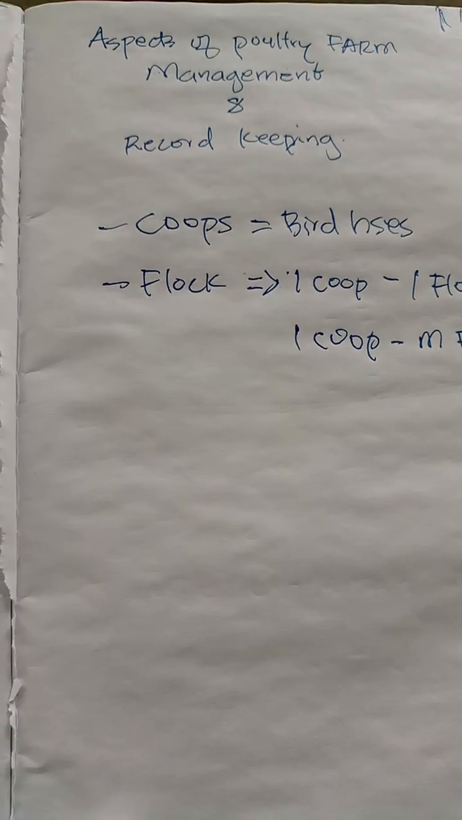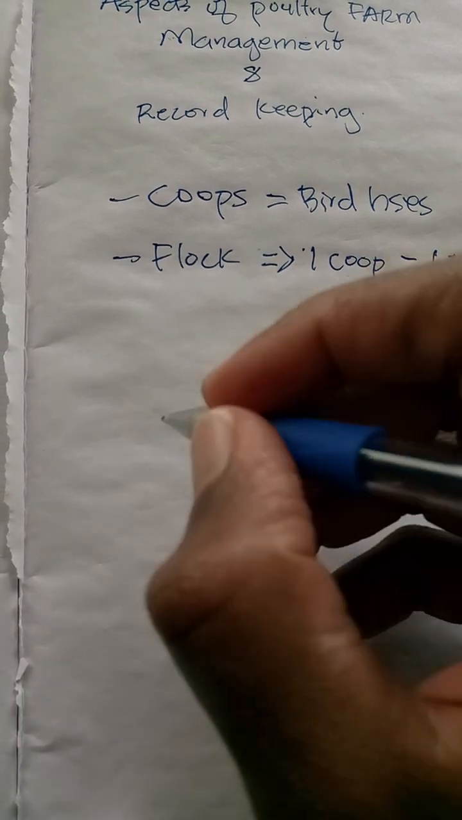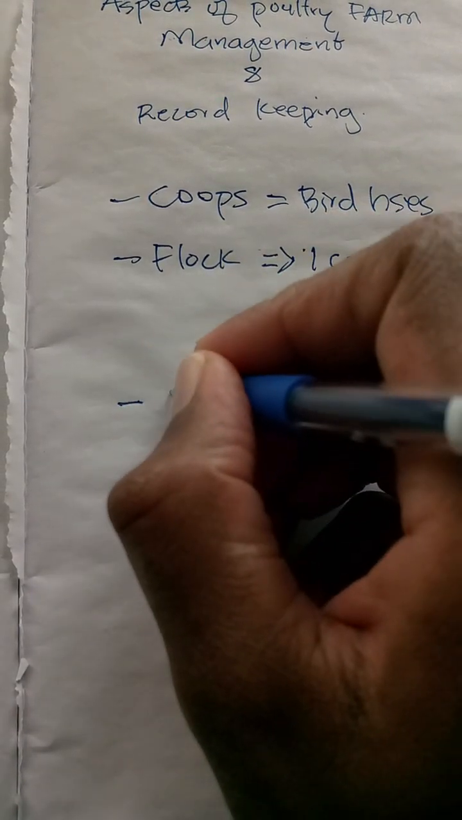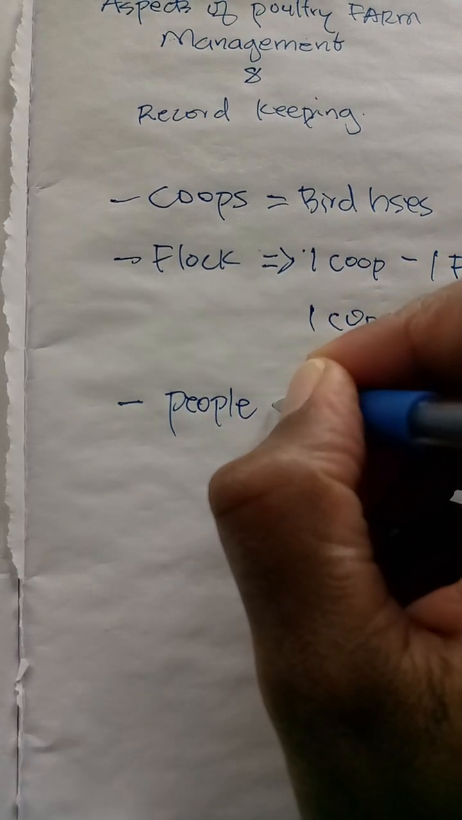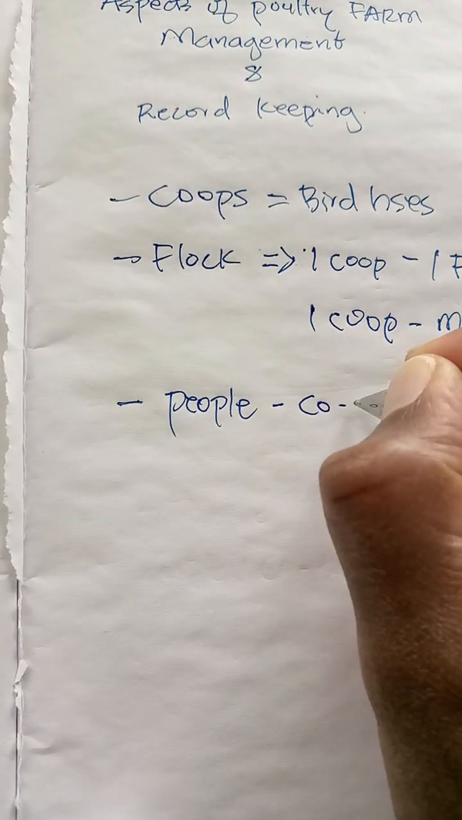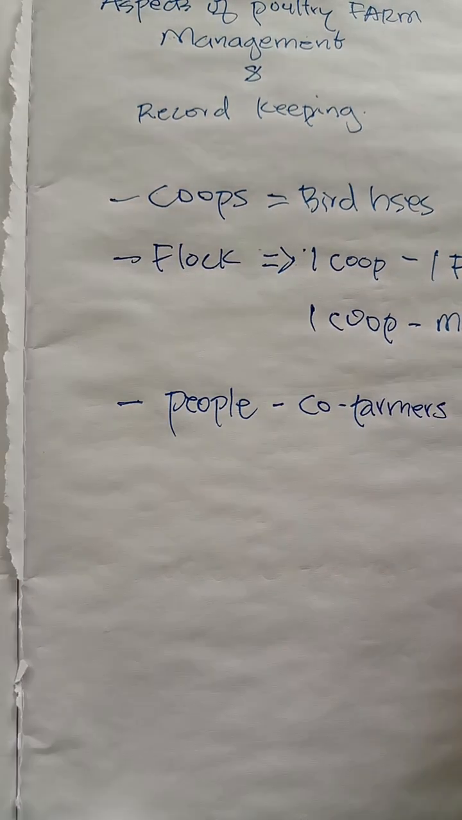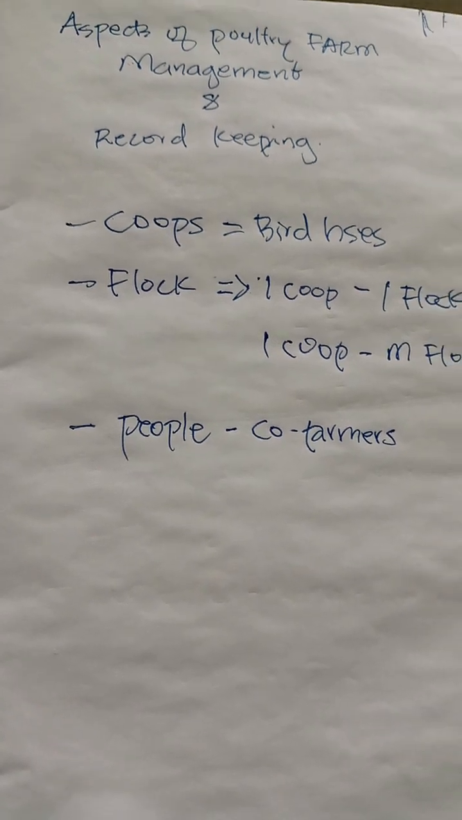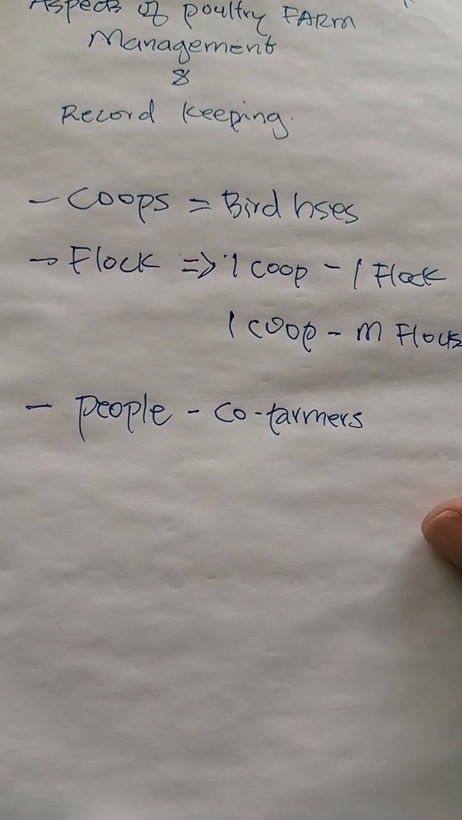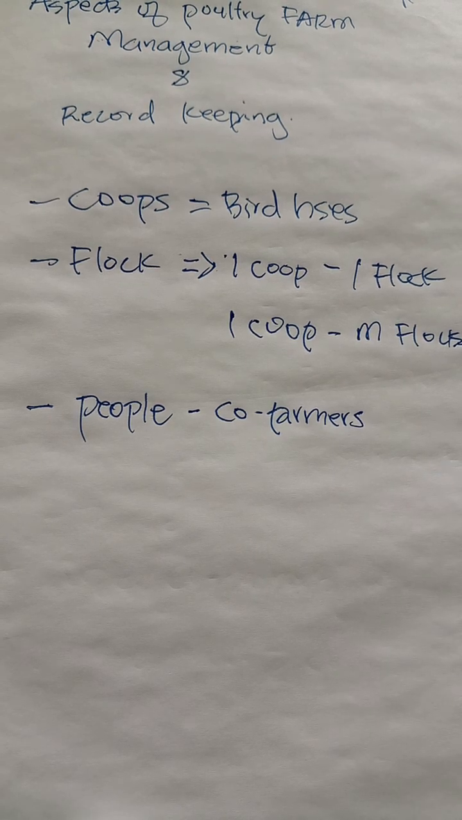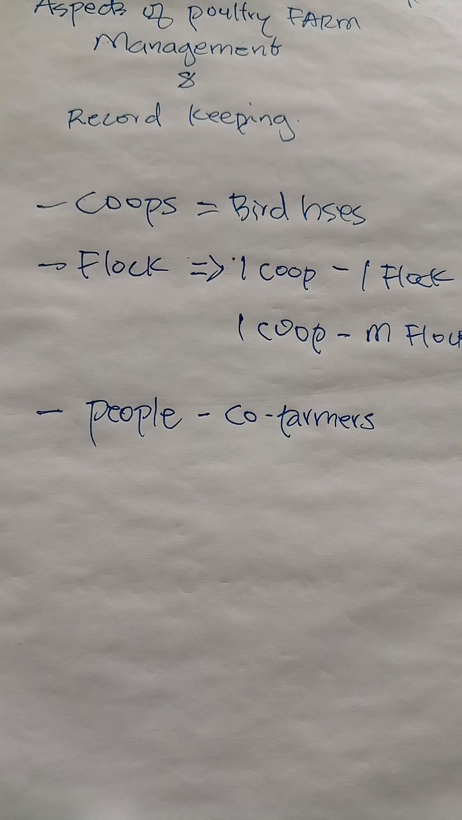Then the third item that needs managing are people. So we'll just write that one here. And these are basically people who you do your poultry farming with. We can call them co-farmers, and that might be your partner. It could be your business partner. It could be a farm manager.